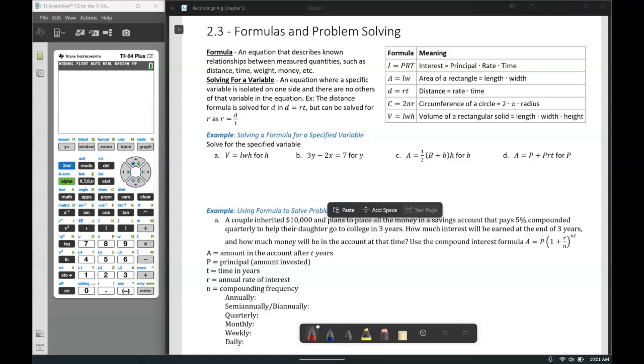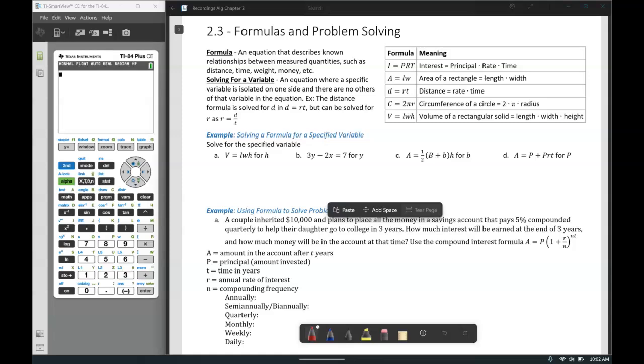Solving for a variable is when we take an equation's specific variable and isolate it to one side of the equation so that there are no others of that variable in the equation. So we want to get one of the variables, of which there might be many, isolated to one side, and then everything else, including all the other variables, is on the other side of our equation.